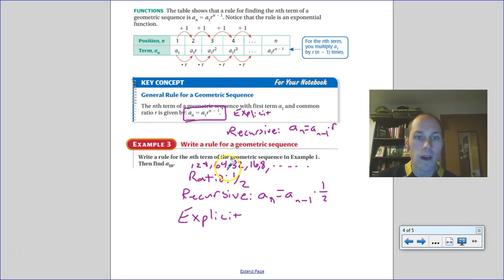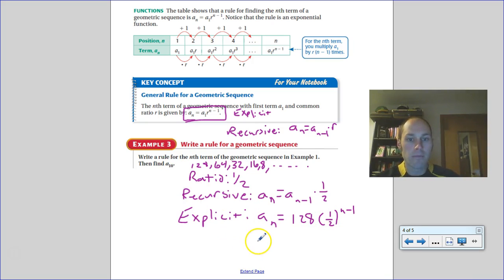So the nth term is equal to the first term, which is 128, times our ratio, which is a half, to the n minus 1, because we multiply 1 less than the term number.